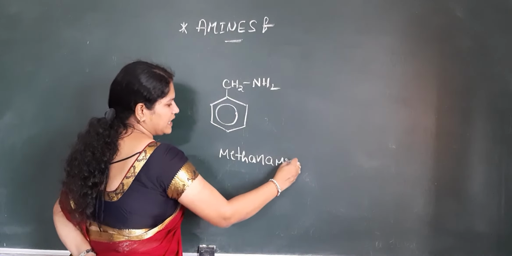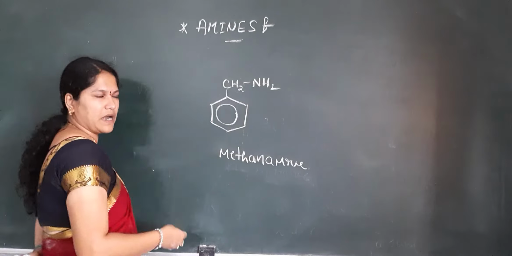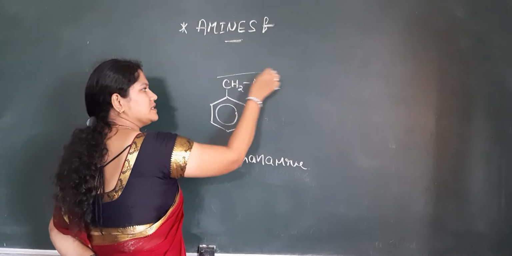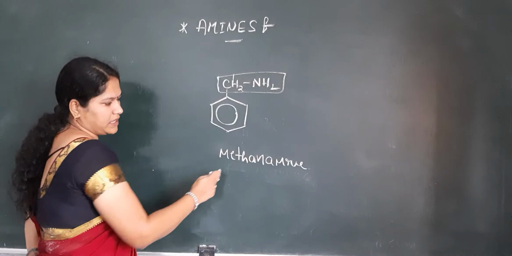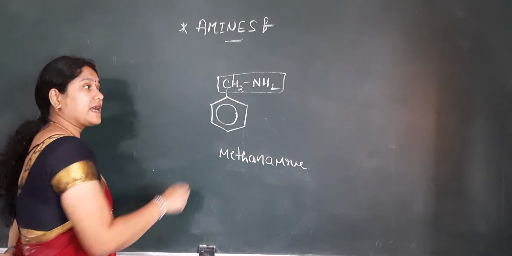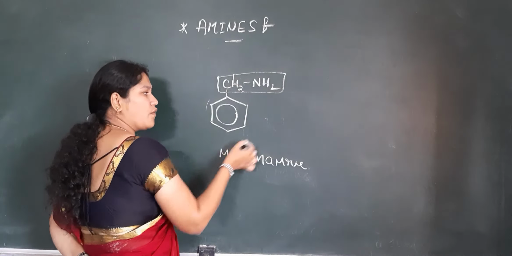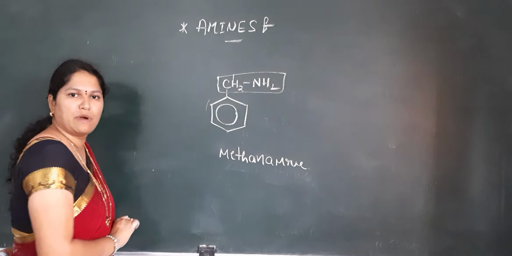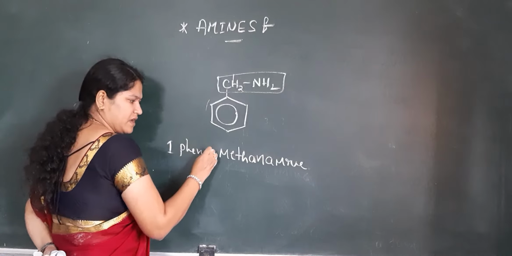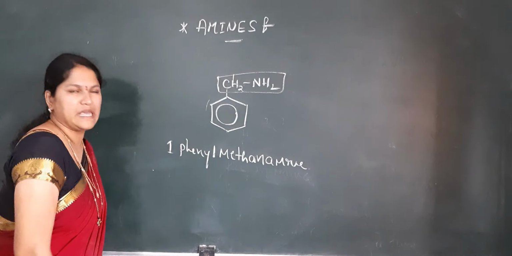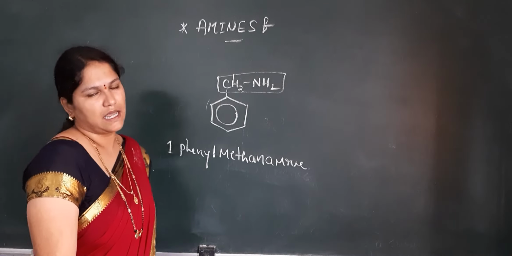Therefore methane amine is represented. The naming is done. See, this is over. At carbon number 1 we have amine, therefore methane amine is over. At carbon number 1 itself we have one more substituent, that's nothing but phenyl. So 1-phenyl methane amine is the name of this compound.